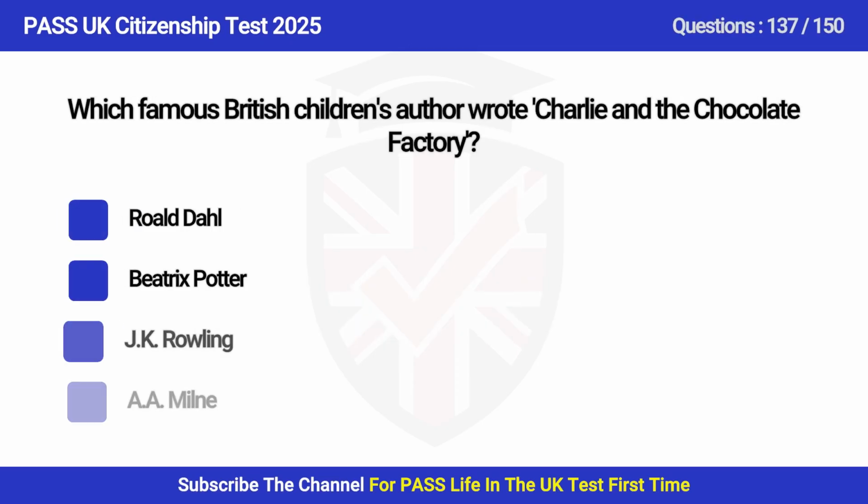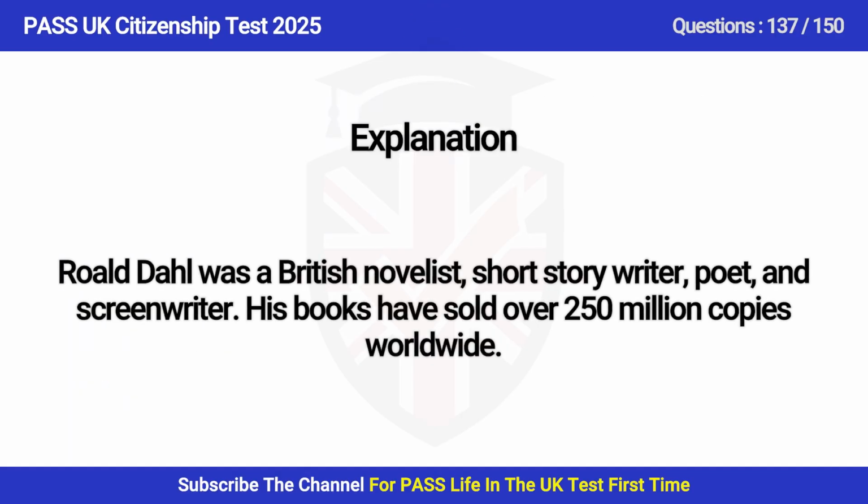Question 137. Which famous British children's author wrote Charlie and the Chocolate Factory? A. Dahl. B. Beatrix Potter. C. J.K. Rowling. D. A.A. Milne. Answer is A. Dahl. Dahl was a British novelist, short story writer, poet and screenwriter. His books have sold over 250 million worldwide.